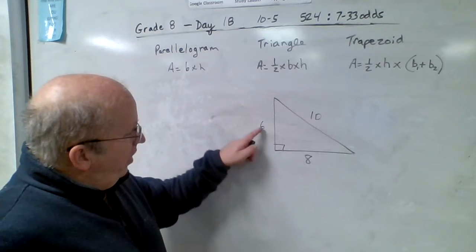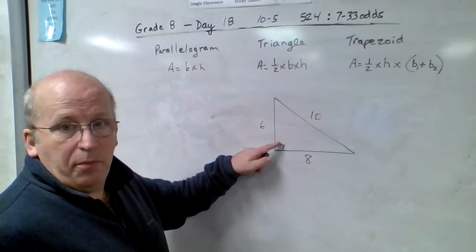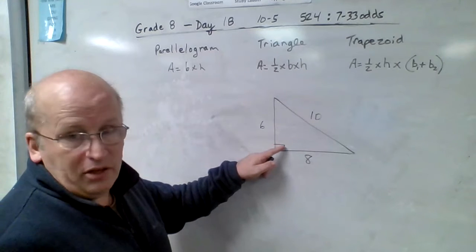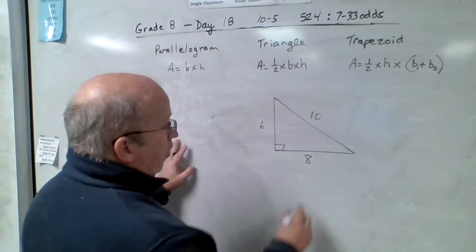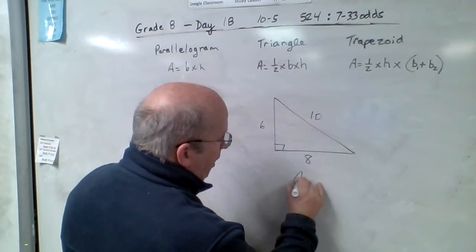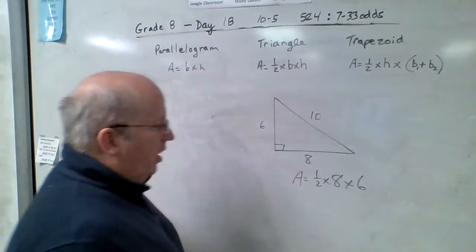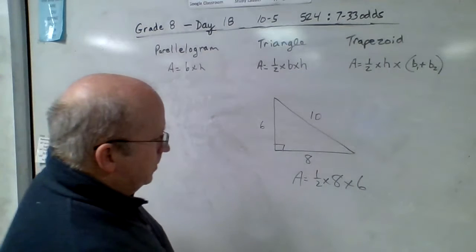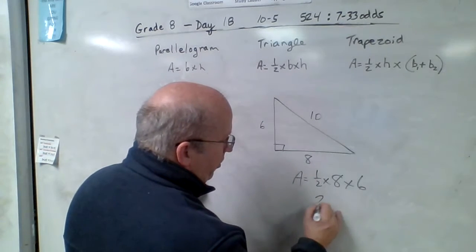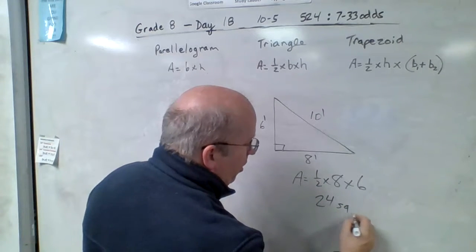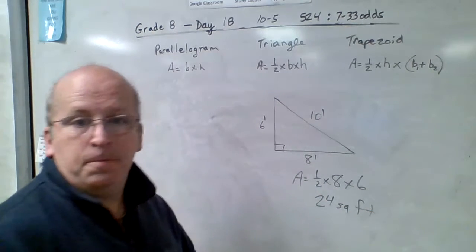Well, the 8 and the 6 are related to each other by means of this perpendicular symbol. And so we would ignore the 10, and in this case, it's 1/2 times a base of 8 times a height of 6. And so in this case, it would be 4 times 6, or 24, whatever we're talking about. How about in this case, square feet?